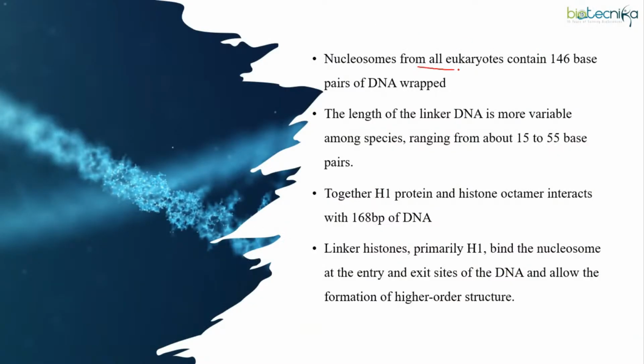Nucleosomes from all the eukaryotes contain 146 base pairs of DNA wrapped. That is true. But the linker DNA can be variable among the species, in a range of 15 to 55 bases. So when you combine this histone octamer with an H1 protein, your total wrapping of DNA changes to approximately 168 base pairs, depending upon this size.